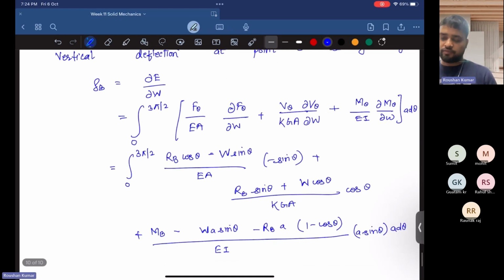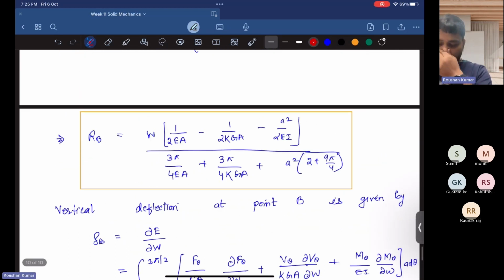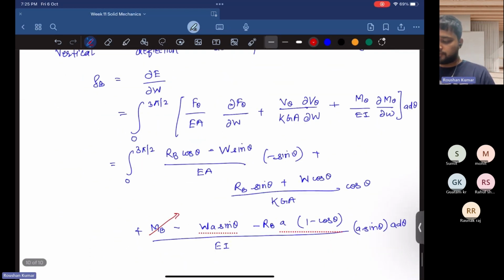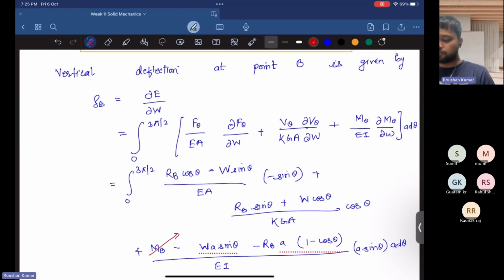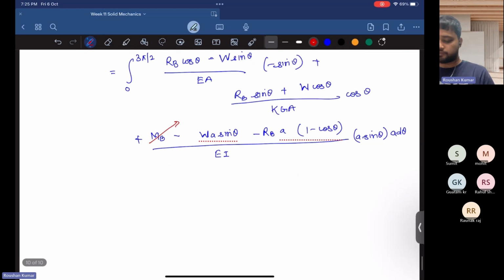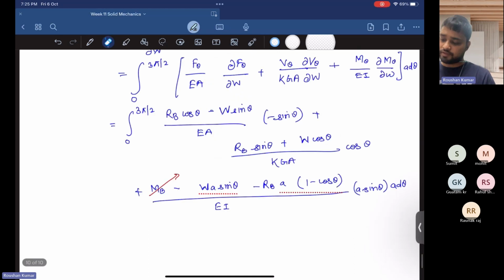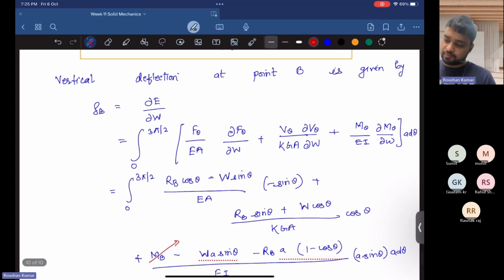Here, because we have taken the derivative, we put the dummy moment and forces as 0. So here MB turns out to be 0, and we already found the value of RB. So simply put the value of RB here and take the derivative with respect to theta. We will find out the value of vertical deflection at point B. It's a very lengthy expression, that's why I'm not solving here. So you can solve it on your own.